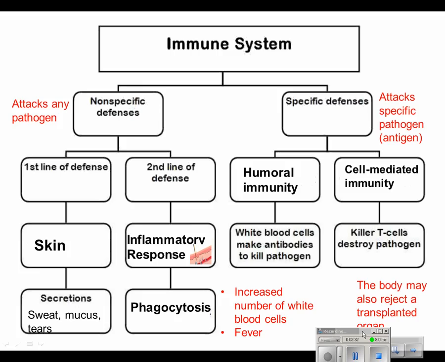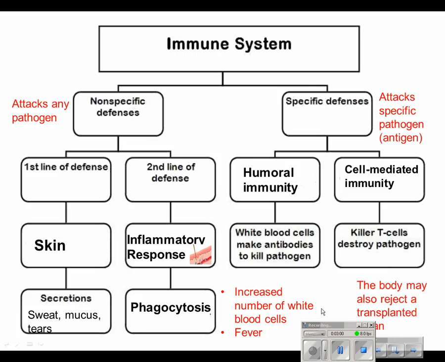So with cell-mediated immunity, you may also have rejection. If you end up with an organ transplant, the body may actually reject it because it's recognizing the cells on that organ or tissue as being foreign and not part of that body. So those killer T cells are going to destroy that specific pathogen.